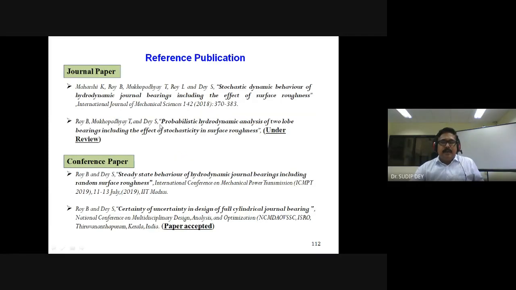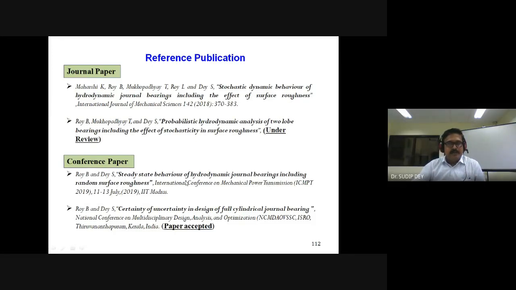And this is the paper; you can see this is the only paper on stochastic dynamic behavior as of now, and it is published in the International Journal of Mechanical Sciences. There is another paper under review, for the two lobe bearing, for which I have shown you the data. One of my students, Vishwajit Roy, is doing it. It was initially started by one of my MTech students, Kumar Mohorshi, and later extended by Vishwajit Roy, and it is still going on.